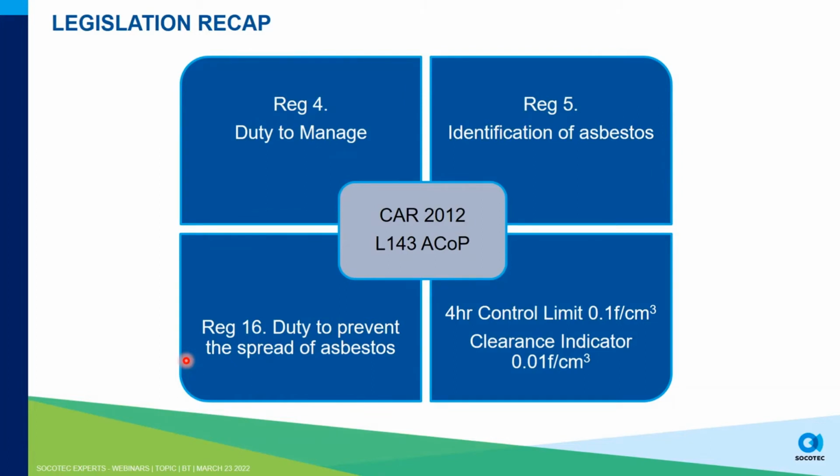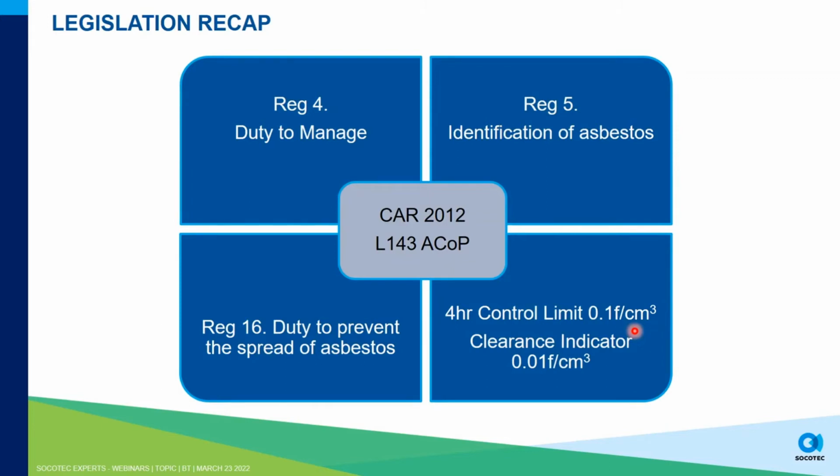Now, these regulations are supported by air test limits that are quoted in the regs and the approved code of practice. The two I wanted to mention first of all are the 4-hour control limit, which is set at 0.1 fibres per centimetre cubed. This control limit is the level at which, if work on asbestos is going to exceed this limit, then an approved Health and Safety Executive asbestos contractor must be used to undertake the works. And then we have the clearance indicator. This is set at 0.01 fibres per centimetre cubed.